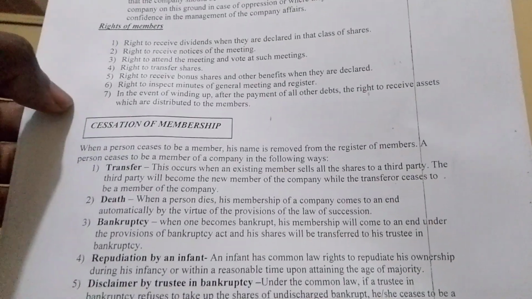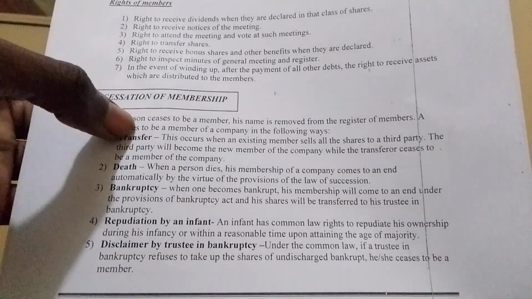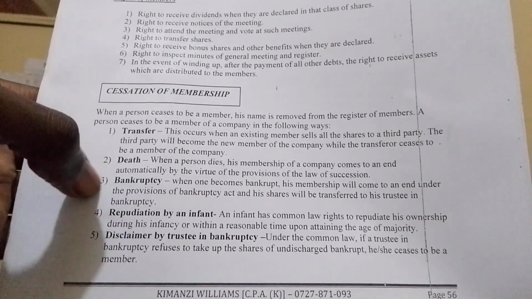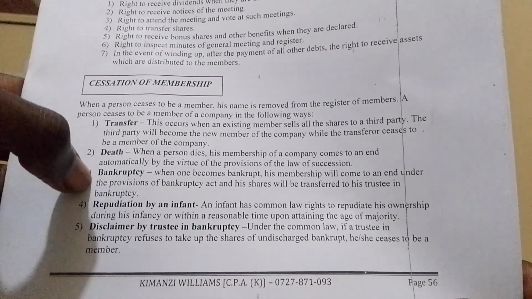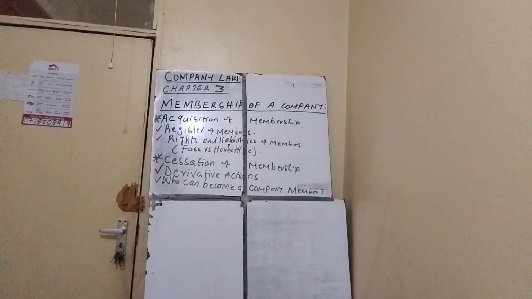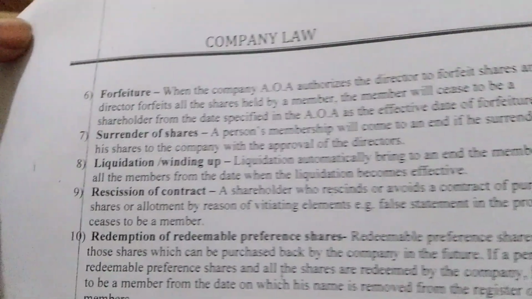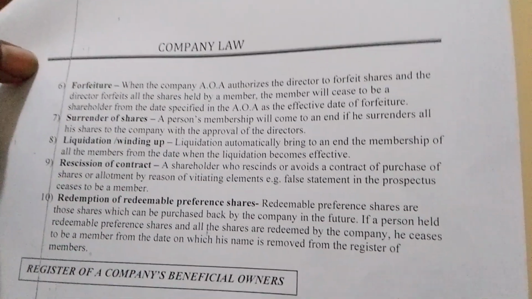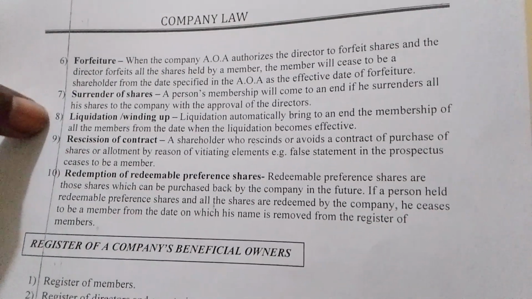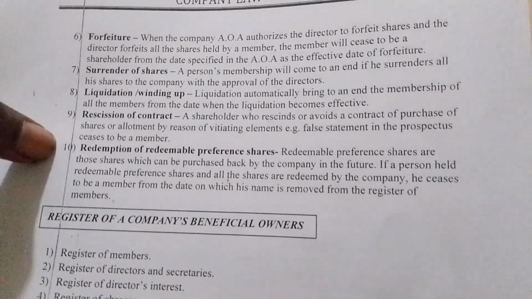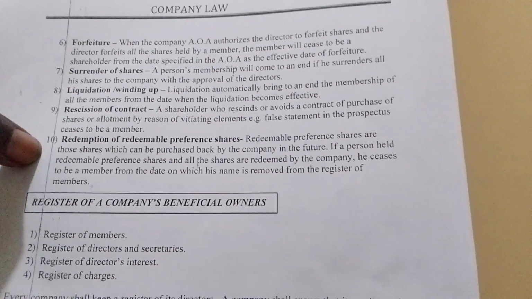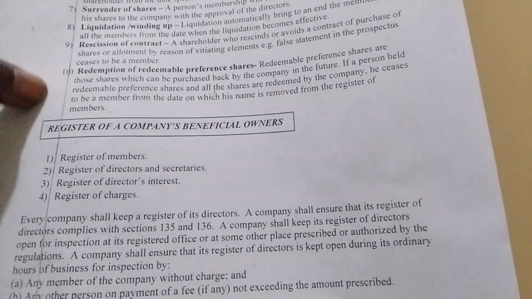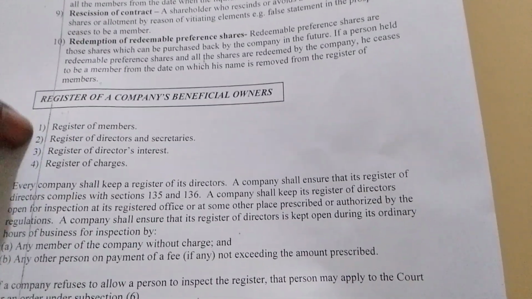Cessation of membership. How do I stop from being a member? Transfer, death, bankruptcy, repudiation by infant, disclaimer by trustee in bankruptcy. There are 10 of them. How you stop from being a member: forfeiture, surrender of shares, liquidation or winding up, rescission of contract, redemption of redeemable preference shares, register of company's beneficial owners.